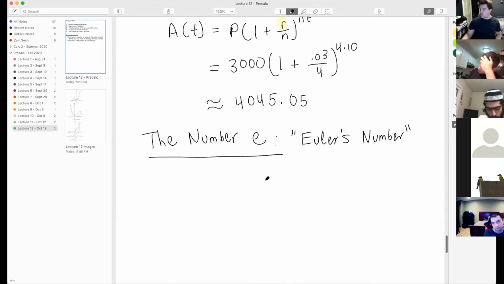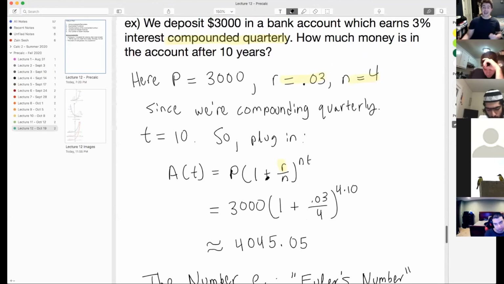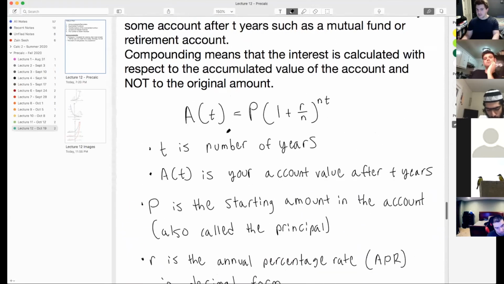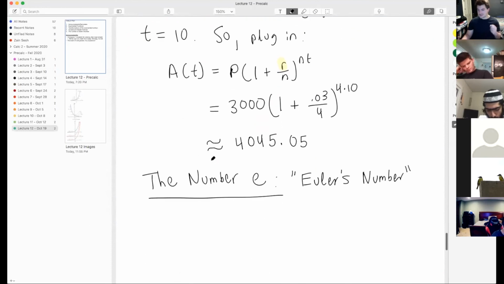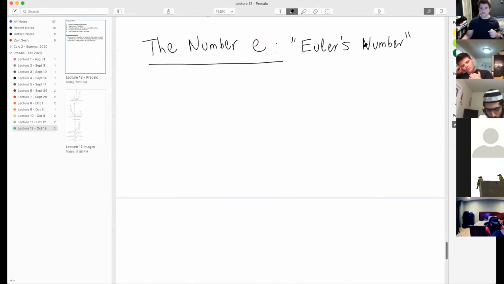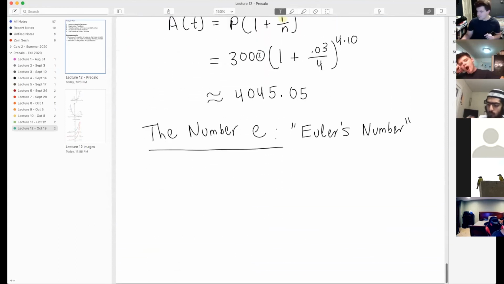Okay, so how do we get the number e? Well, it's actually very related to the compound interest formula. It's another application of it, which is cool. So let me just say that very quickly. I think I'm going to type again, if you guys don't mind. So let me type and I'll explain.